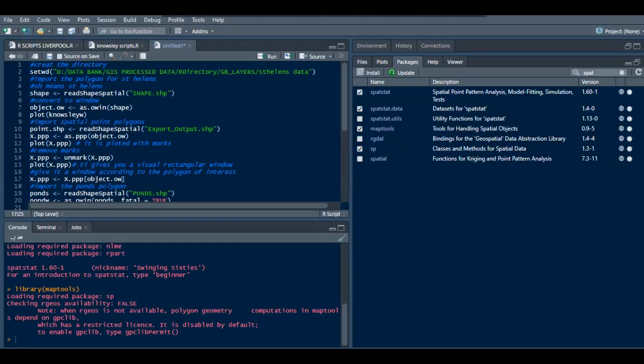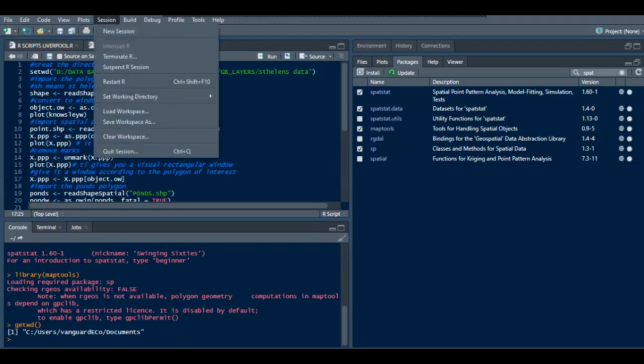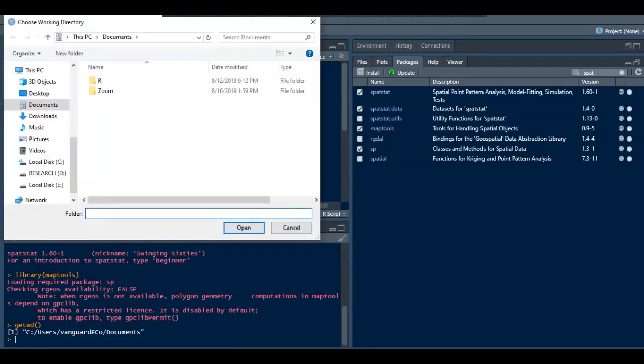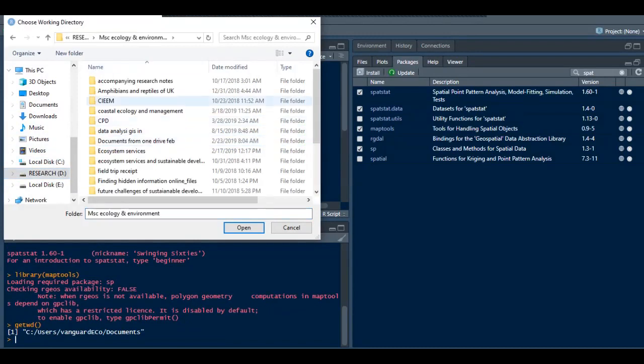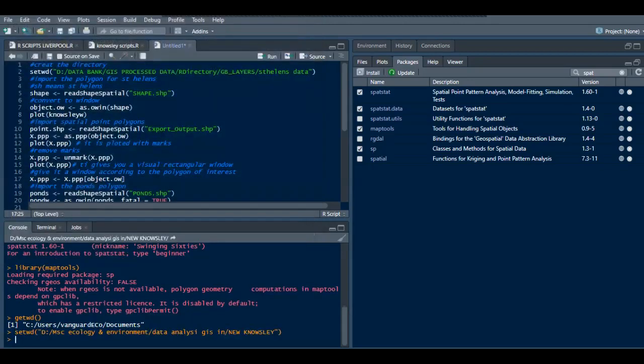And then what we need is to give it a directory. My directory is not well set. So I need to go to Session and set a working directory where my files are. I'll be basically working with that. So that's it, and now we run that code.